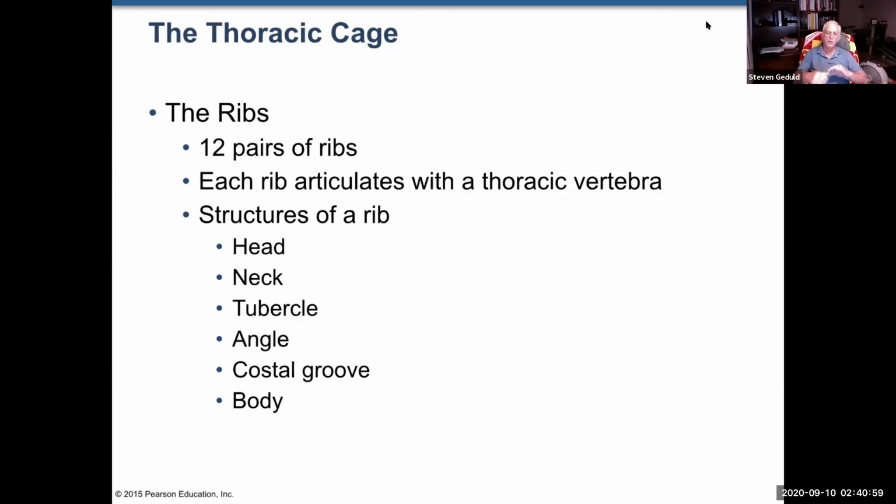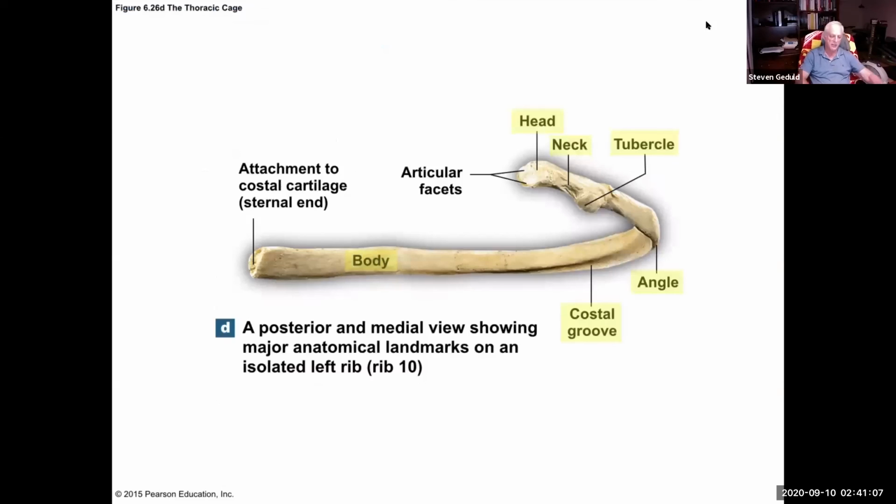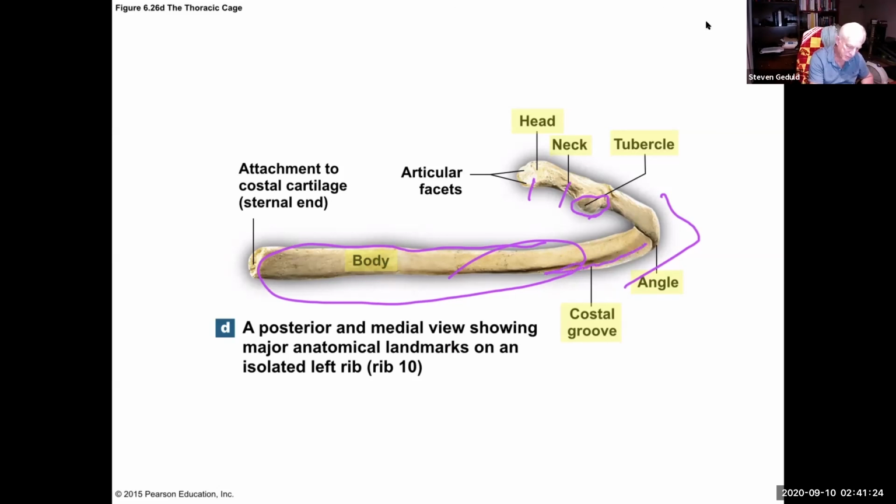The structure of the rib: every rib has a head, a neck, a tubercle, an angle, a costal groove, and a body. If you look at the rib, this is the body. This is the main portion of your rib. You have a tubercle, which is a growth. You have a head, and you have a neck, right up there. And then just like the man, we have an angle. And you have a groove in here where the blood vessels and nerves run called the costal groove. And that's the rib. That's what makes up a rib.